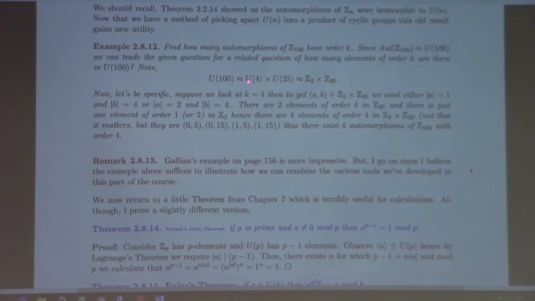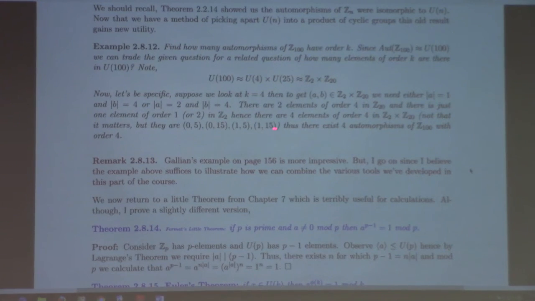U100 is U4 times U25. Good, at least I'm not making a mistake here. Now U4 is Z2, and U25 is Z20. So basically the question becomes, how many elements of order k are there in Z2 cross Z20? Because isomorphism preserves the number of elements of each order. So instead of analyzing Z100, which is kind of hard to think about, we can analyze Z2 cross Z20, a walk in the park.